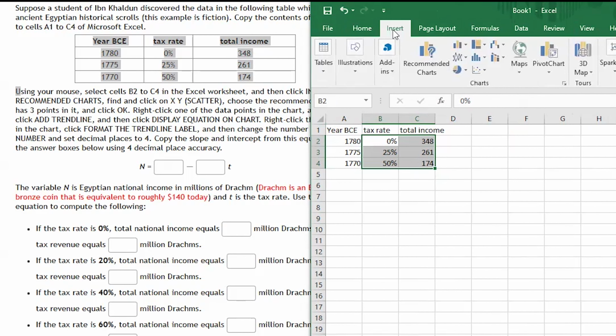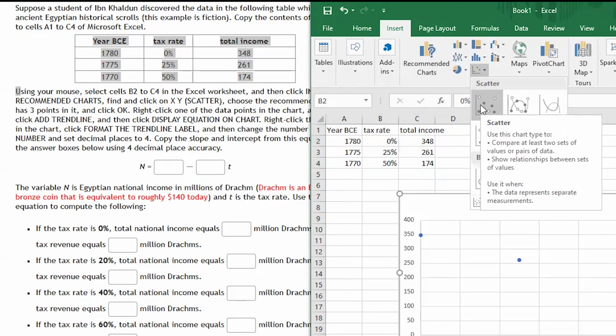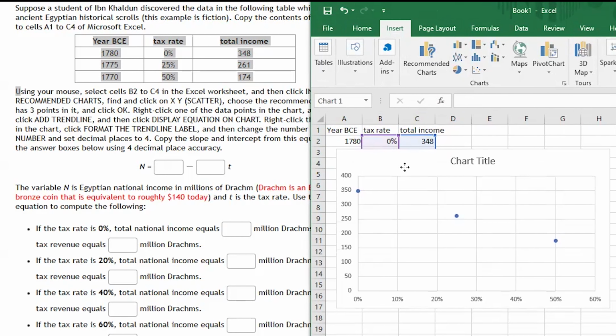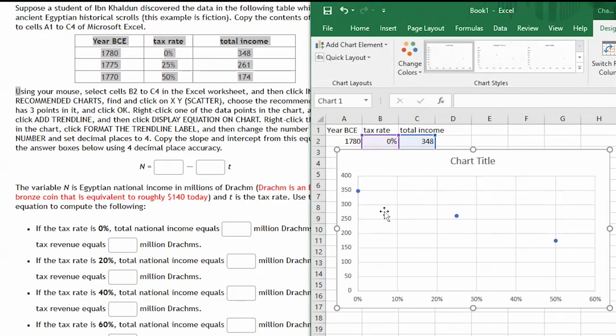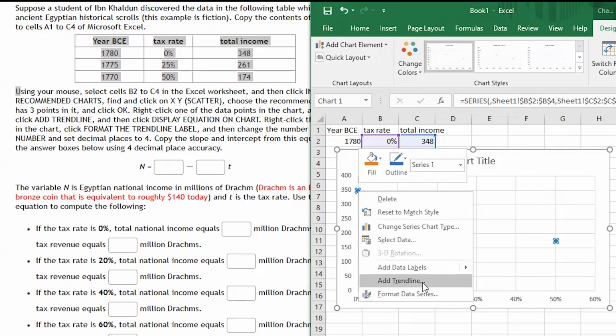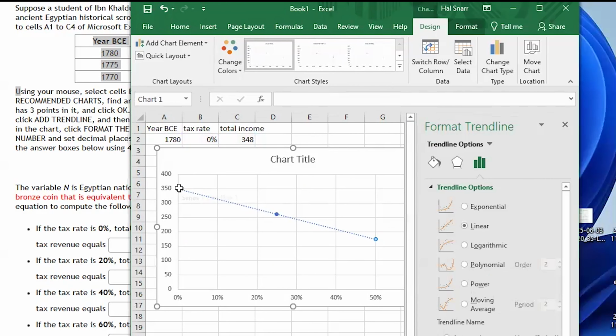I'm going to click on Insert. I'm going to click on Charts, click on Scatter. And the result, 3 dots that appear to be on a line. I'm going to add a trend line. It looks like the relationship is linear. All 3 points are on this line.